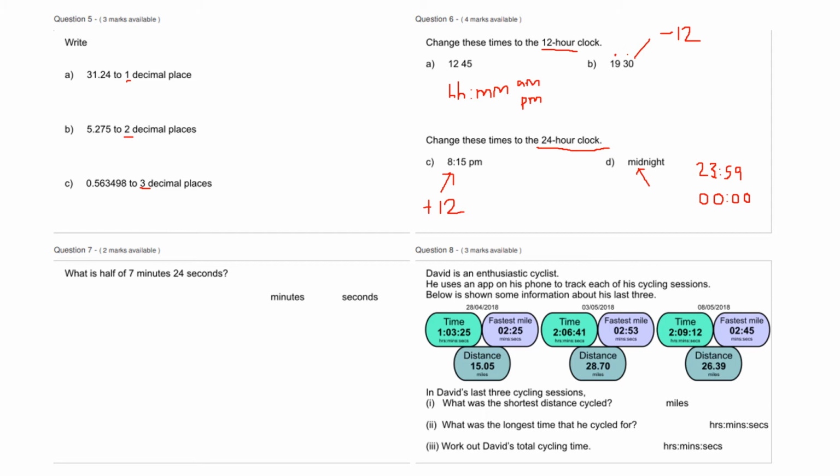For question 7, we want half of 7 minutes and 24 seconds. So I'd split this down and work out what half of 7 minutes is. And you're going to get that in minutes. It's going to be something minutes and something seconds. And then split 24 seconds down in half. So you're going to get something seconds.